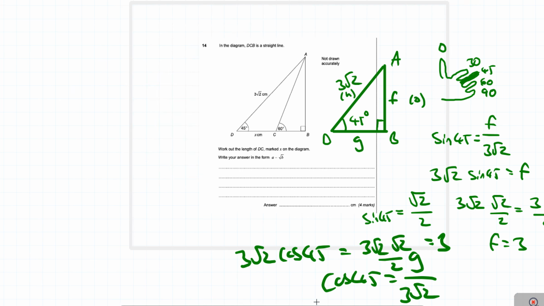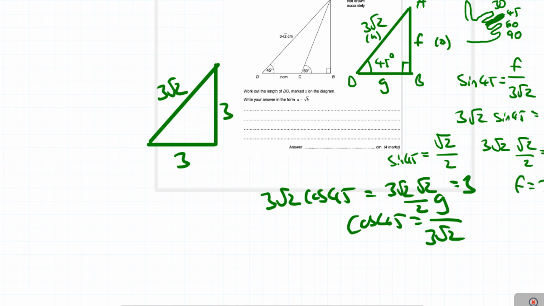So now our triangle looks like this, with 3 root 2, 3 and 3. Now we can do our second triangle, which is a bit smaller. So this one is going to be a triangle with 60 degrees.